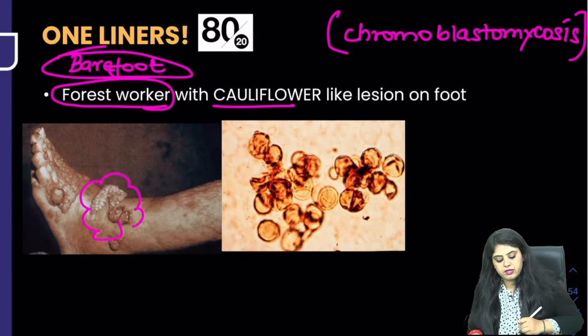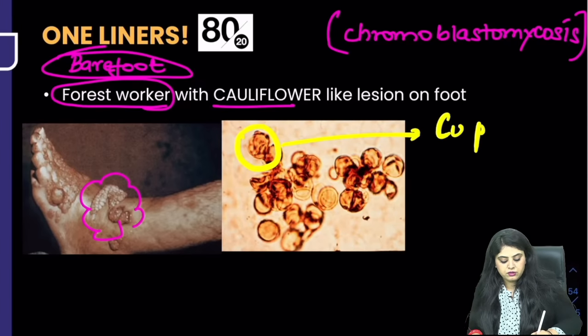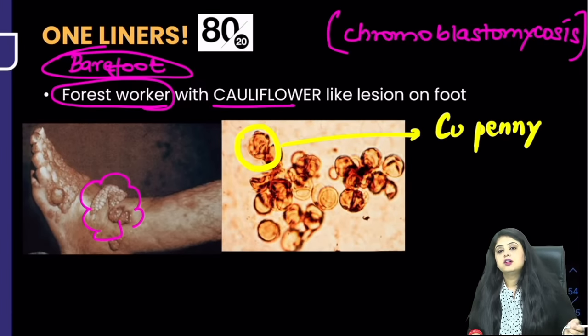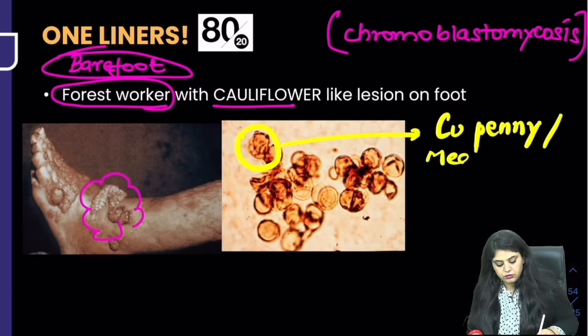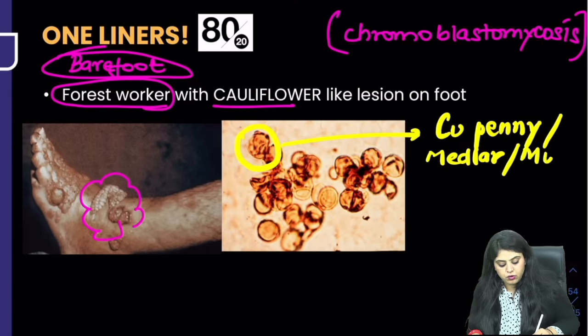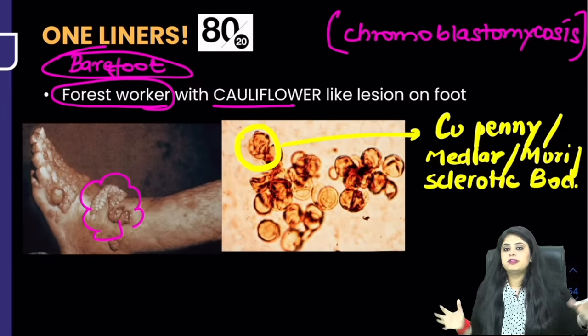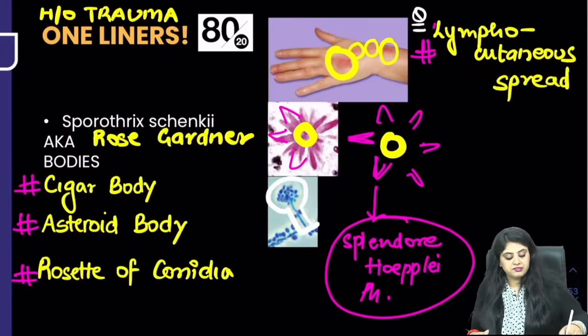And chromoblastomycosis means you have the famous, you are sick of this question, I am sick of this question, everyone knows the copper penny bodies, which are also referred to as the medullary bodies or the muriform bodies or the sclerotic bodies. But in the exam, you are so happy that my trauma question has come, and the examiner just messes up all these bodies.